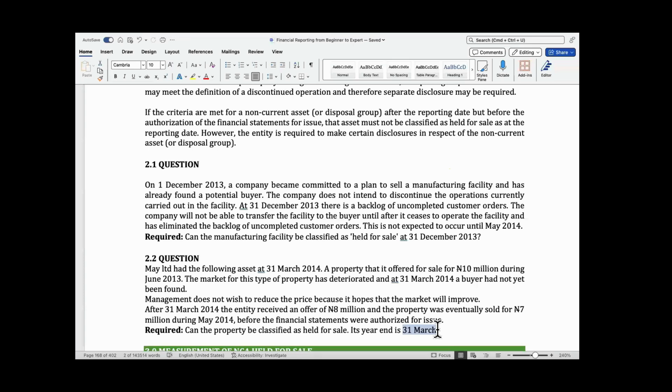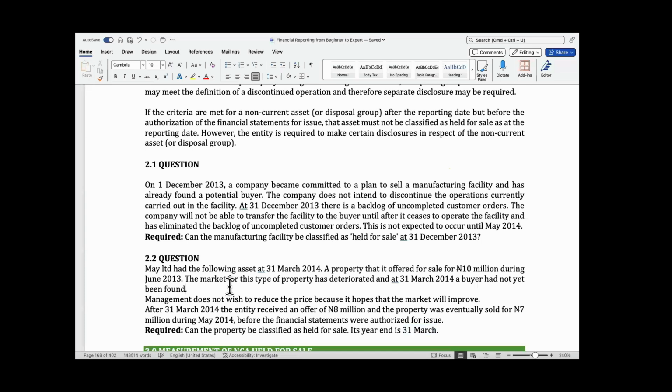Anybody? I think no, as at March, because from June to March is not up to a year already. I would say no, because the property was offered for sale at 10 million.